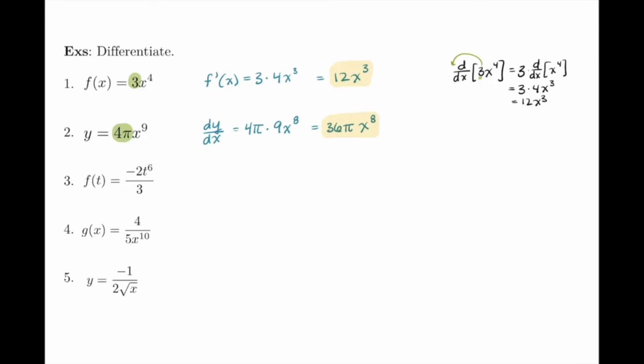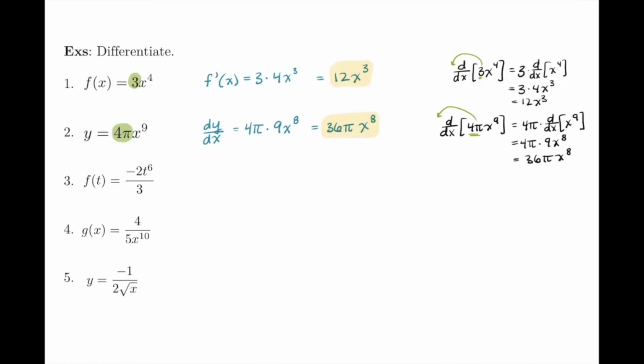If we wanted to write this using the other notation, the d dx notation, here's how that would look. d dx of the derivative of 4 pi x to the ninth. This 4 pi can come outside of the d dx, or outside of the derivative brackets, and we can write this as 4 pi times d dx of x to the ninth. Then this 4 pi will multiply by whatever we get when we differentiate x to the ninth, which is 9x to the eighth. And then simplifying again gives us 36 pi x to the eighth.